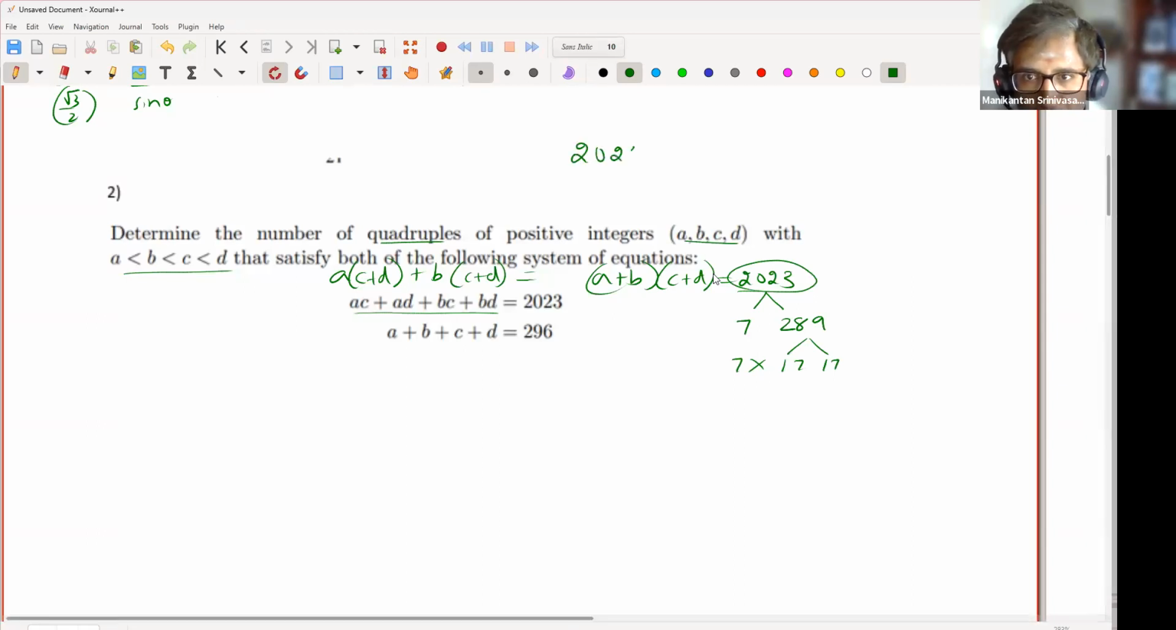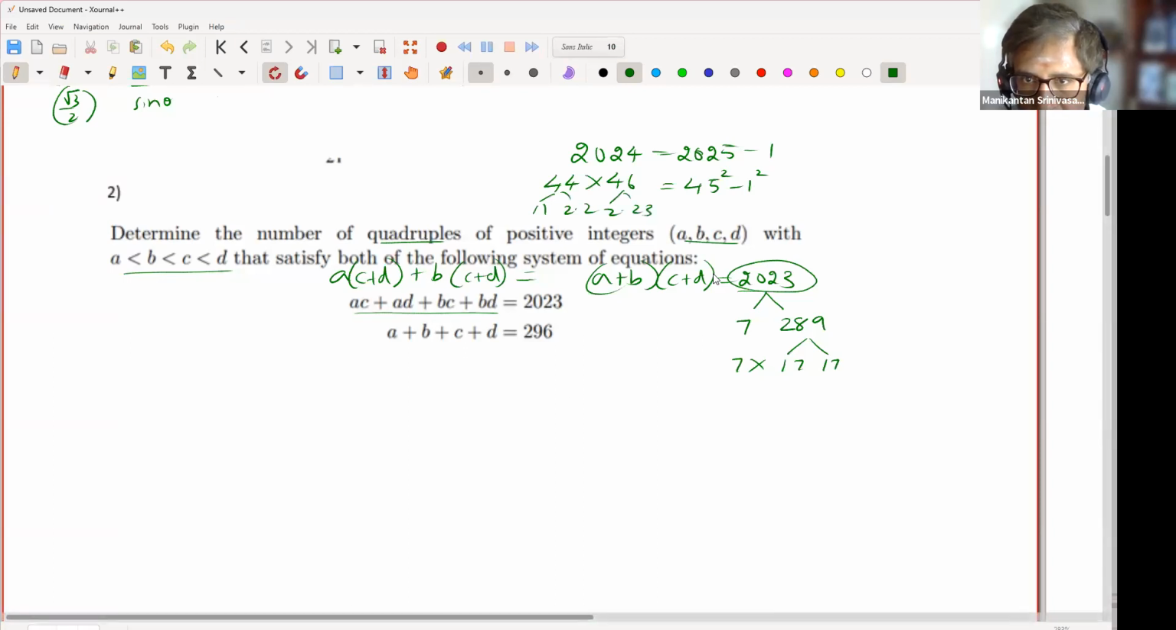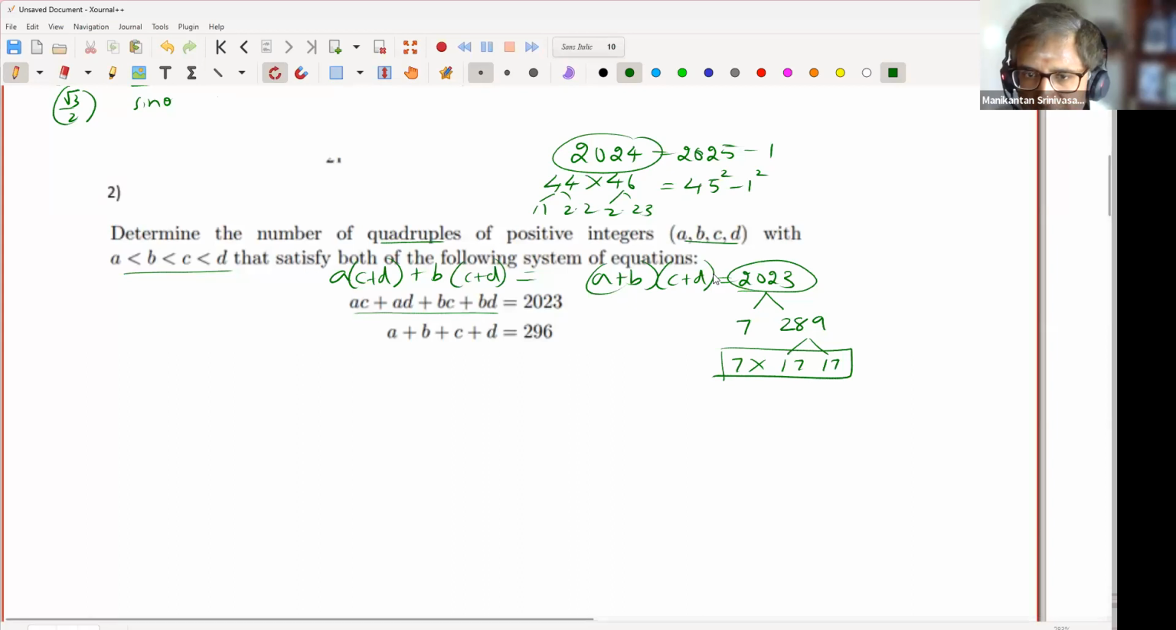2024 is also a good one. We know it's 2025 minus 1, and 2025 we should recognize as 45 square. Therefore, this is 44 into 46, which can be broken down further: 11 into 2 into 2 into 2 into 23. So just know the prime factorization of the years around now. Okay, so right now it's 7 into 17 into 17.